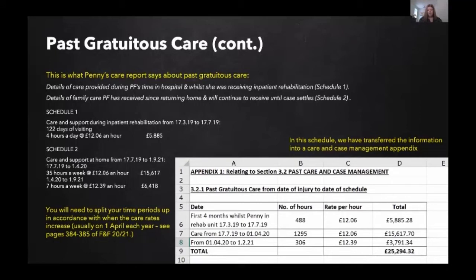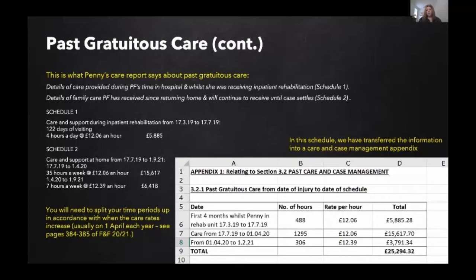But Penny's claim is simple. It's split into only 3 time periods on the basis that just one person has been providing this gratuitous care to her. So there's 4 months in inpatient rehabilitation, a time at home from July 2019 to the end of March 2020, and then from the 1st of April 2020 to the date of the schedule, which we have said is the 1st of February 2021. So all you have to do is follow the time periods laid out by the care expert.